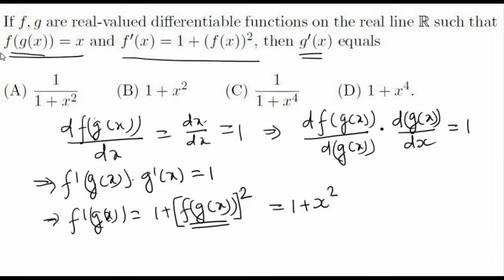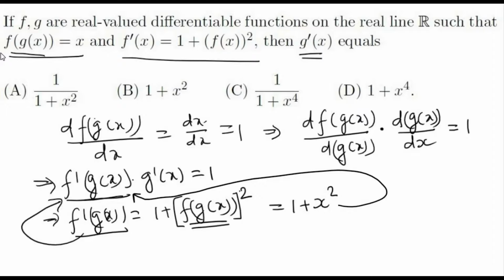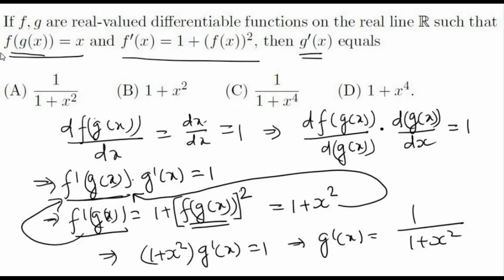Therefore if we substitute this value in the equation on the top, from where we bring the value, from this side, we will get 1 plus x square times g prime of x is equal to 1. Therefore g prime of x is equal to 1 divided by 1 plus x square. This is the answer. In this case the correct option will be option A, and this is the way this should be solved.